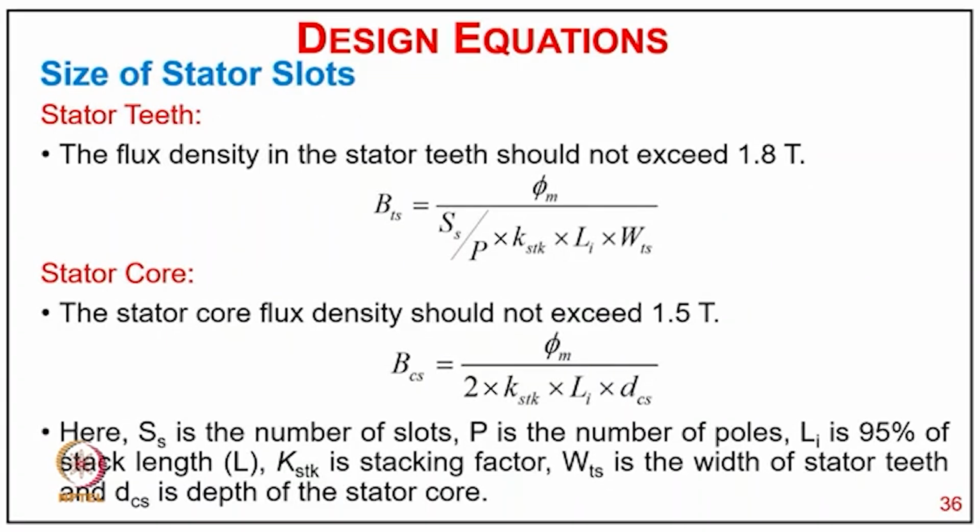Now coming to the dimension of the stator teeth, the flux density in the stator teeth will not exceed 1.8 Tesla. So BTS equals phi_m divided by SS over P, divided by P into K_STK into Li into WTS. And the stator core flux density used will not exceed 1.5 Tesla. So B equals phi_m divided by 2 KST into Li into DCS. Here SS is the number of slots, P is the number of poles, Li is 95% of the stack length because of the lamination structure, KST is the stacking factor, WTS is the width of the stator teeth, and DCS is the depth of the stator core.